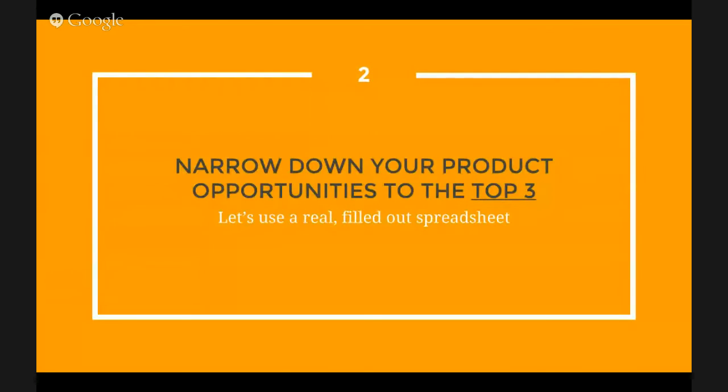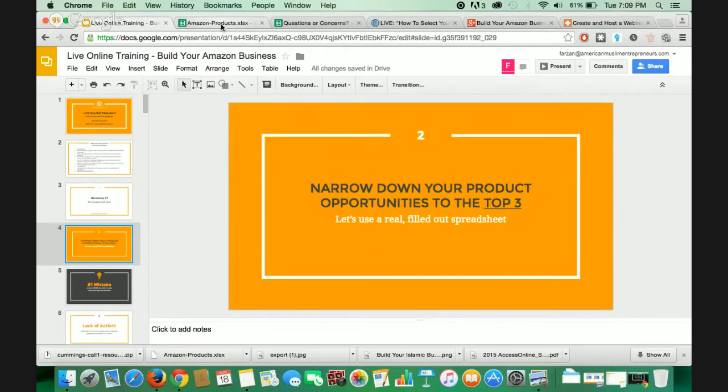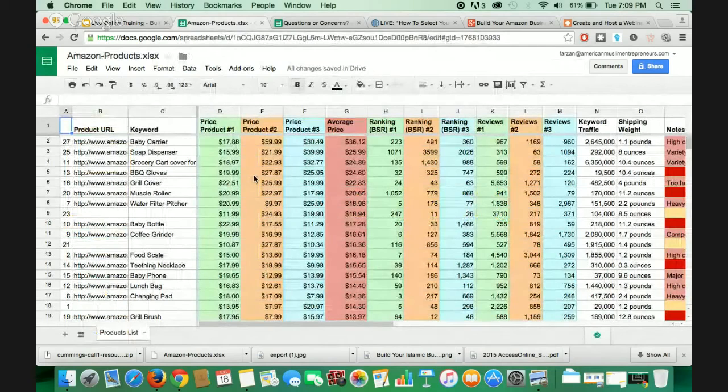And let's go down to the first item, which is narrowing down your product opportunities to the top three. And we're actually going to use a real filled out spreadsheet, like I said. So I'm just going to get out of this presentation and go to this spreadsheet right here, as you can see on my screen.